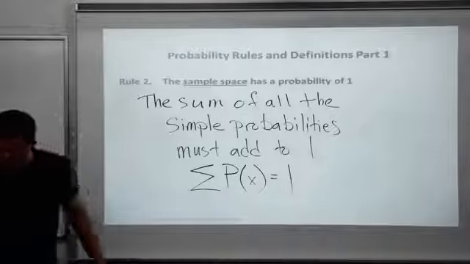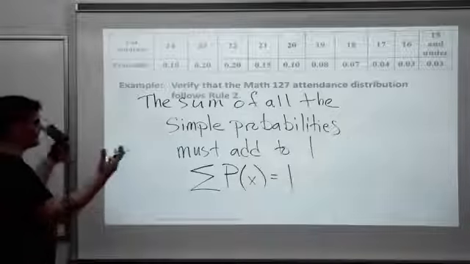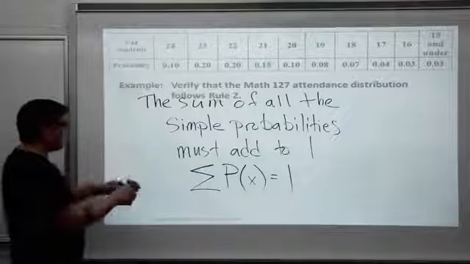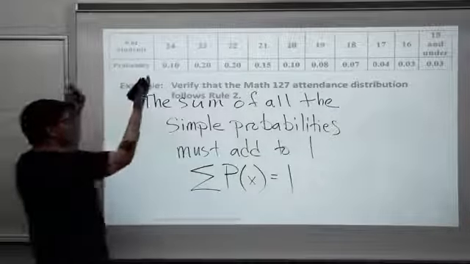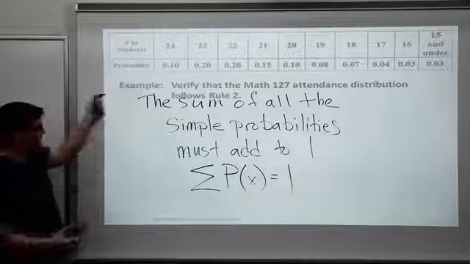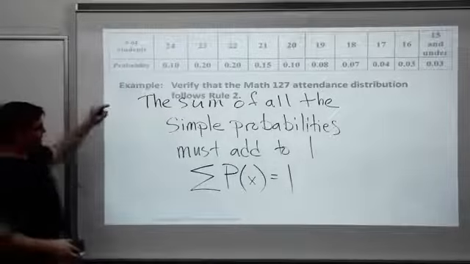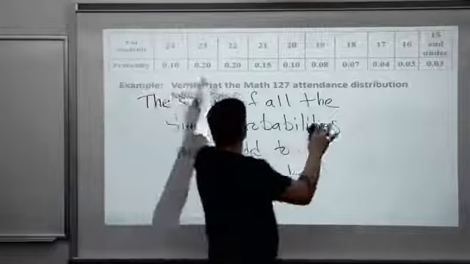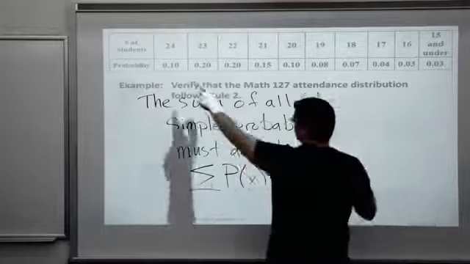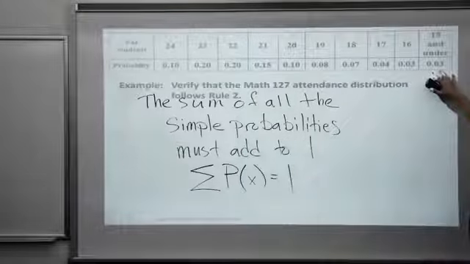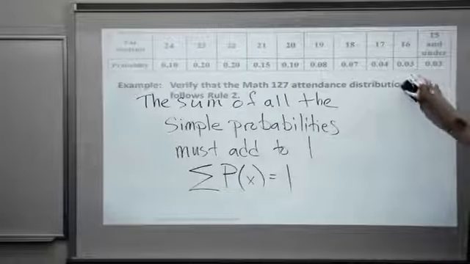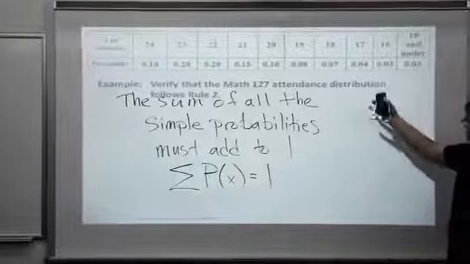Simple as that. So usually we can use this rule to just double check that we have a valid probability distribution. You can see back up in the notes, here is that Math 127 attendance example. I think in a previous video we already did add these up and we did get to 1. But if you took 0.10 plus 0.20 plus all the way down to the 0.03, those would add up to 1. And they have to.